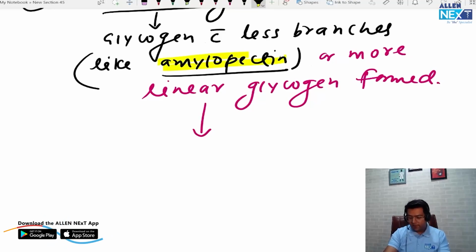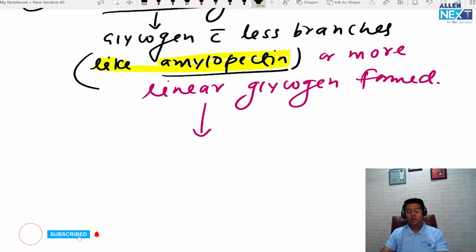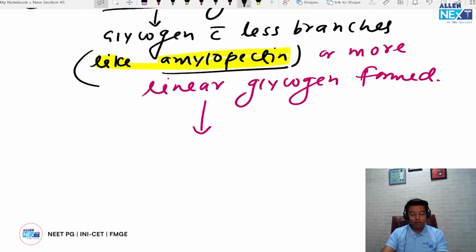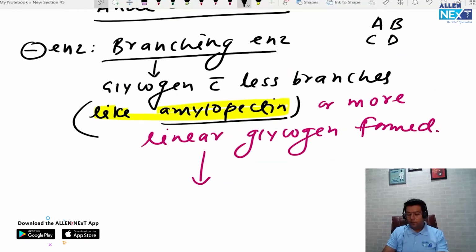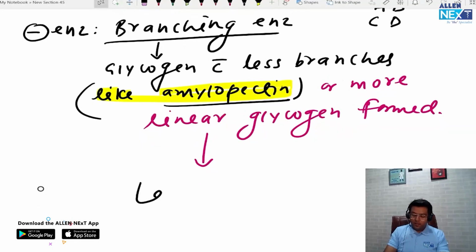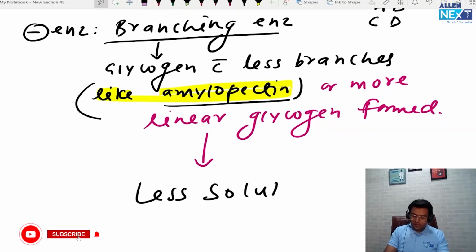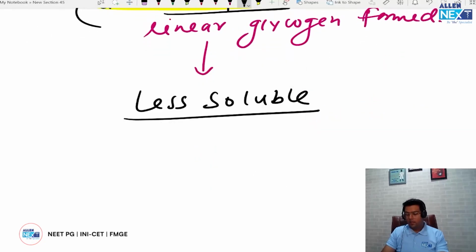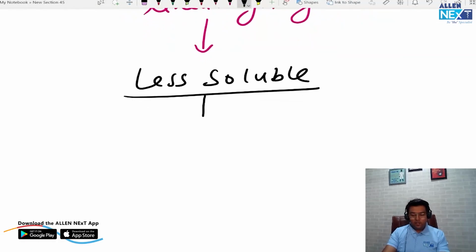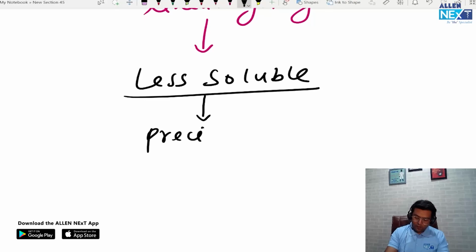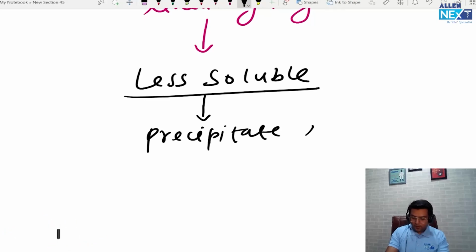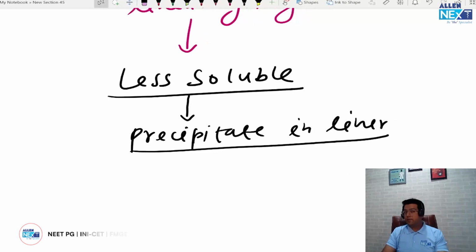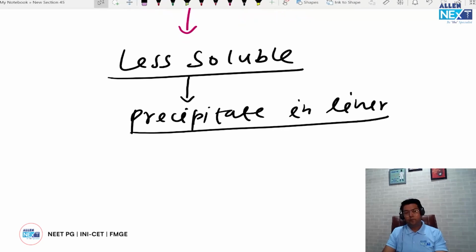Guys, this is a very important point which will help us in the difficult scenario questions where they can say that the glycogen is being accumulated, which looks like amylopectin. Okay. So guys, this is less soluble. So less soluble glycogen is now being formed. Okay. So when it is less soluble, this will precipitate. Okay. Let's say we are talking right now about the liver cell. So this will precipitate in the liver cell, right?